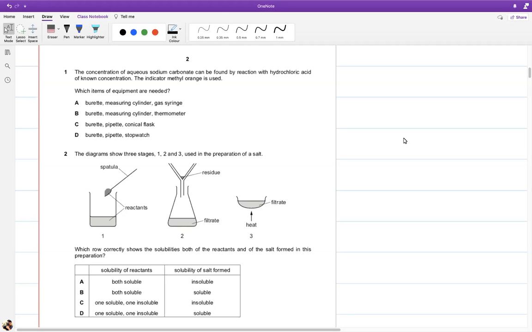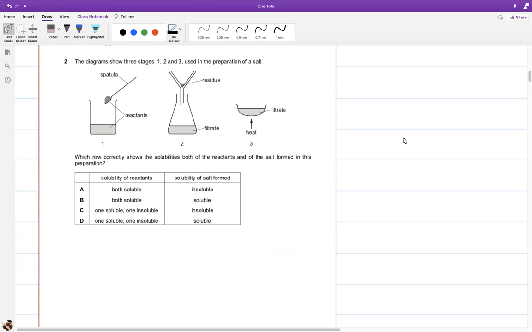So what do we need in a titration? We need an exact amount of acid, and an exact volume means that you will need a pipette. We need something to mix acid and base in, so that's a conical flask, and we need the base to be dropped from something, so that's a burette. So there you go, 1C.